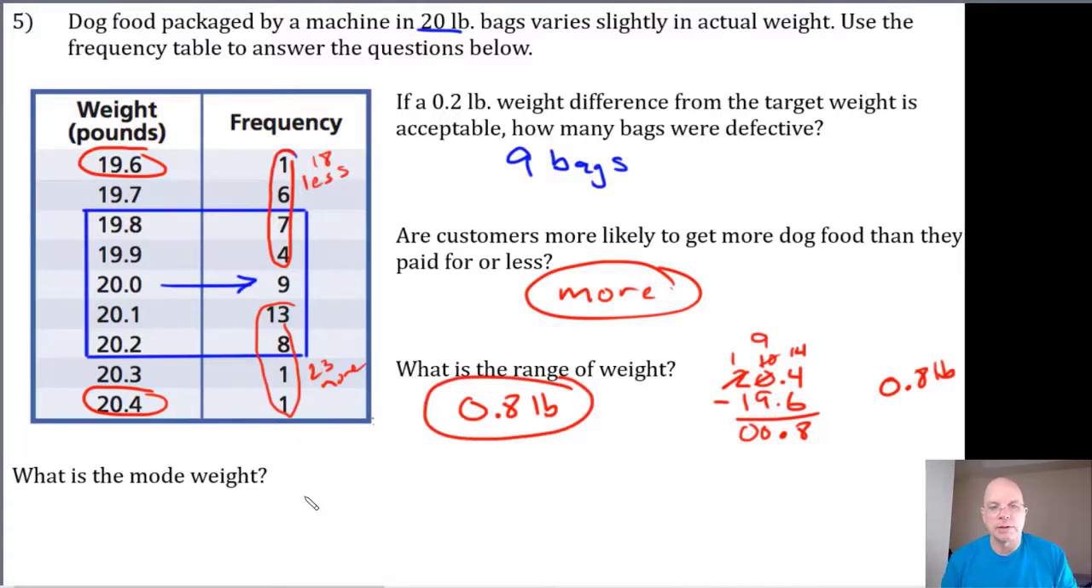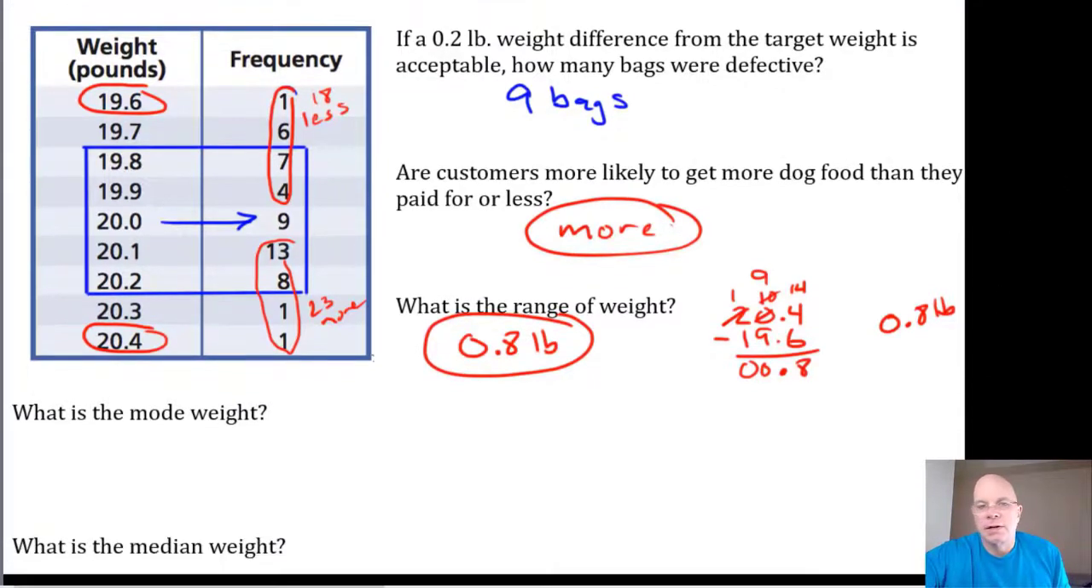And what is the mode weight? This is one of the nice things about any graphical display, like a line plot or a stem and leaf plot or a frequency table. It's very easy. It's actually a little easier on a line plot than either of the other two, because on a line plot you'll have this large column of X's at the mode. On a stem and leaf plot, it would still sort of jump out at you for the leaves that are repeated, and less obvious but still very easy to see on a frequency table, because frequency literally means how often each of these data points is occurring. And so the one that occurs the most is the one with a frequency of 13. There are 13 bags of 20 and 1/10 pounds, so 20 and 1/10 pounds would be the mode weight.